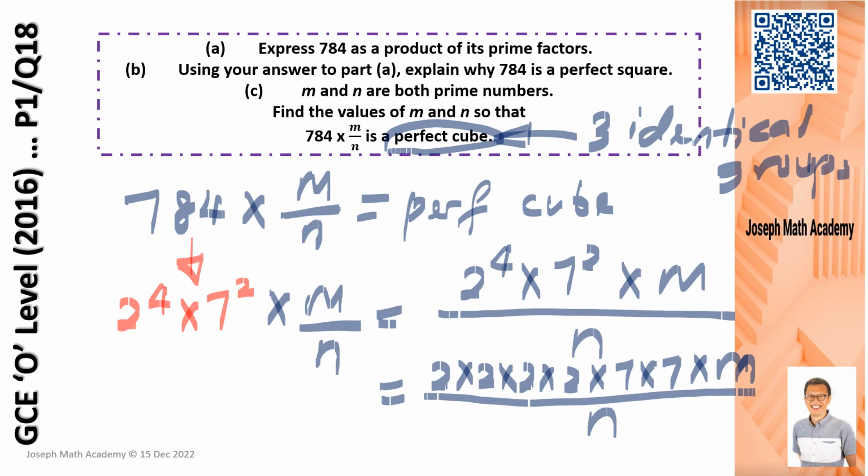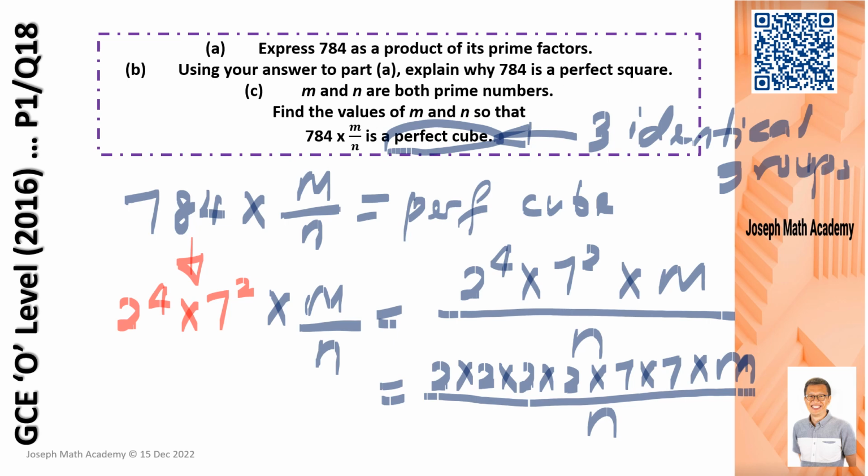Now, for 3 identical groups, we have only 4 2's. Now, 4 2's cannot be split into 3 groups. We can't. So, we need to have 6 2's in order to do so. Okay? Alright, so let's see. We need to have 6 2's.